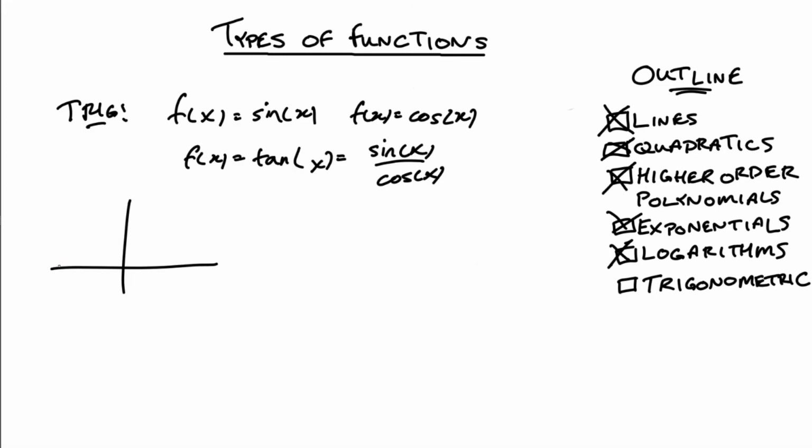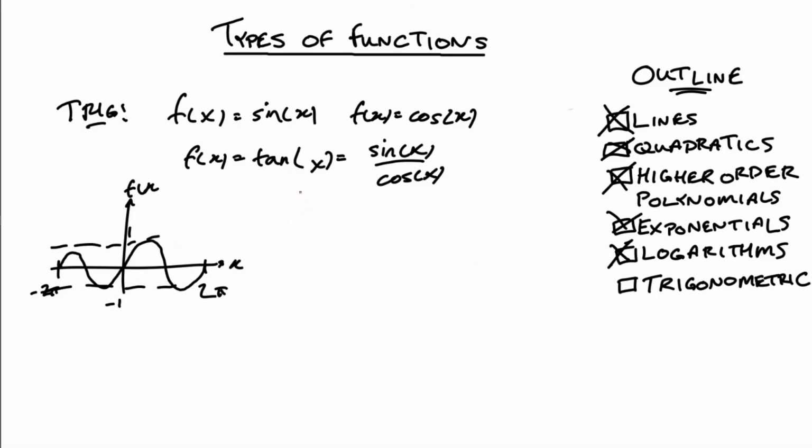So say that we have 2 pi here, minus 2 pi there, f of x, and x. For sine, you would have something like this, roughly. Not to scale, obviously. So you would have 1 and minus 1.